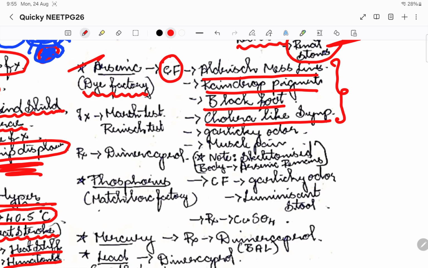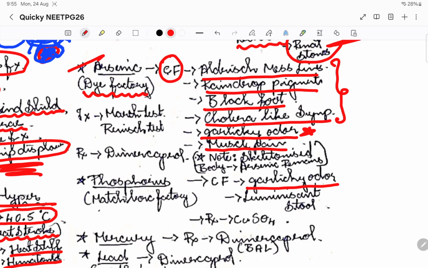They have been asking only arsenic, phosphorus, all these things for many years, so that is why all these clinical features are very important. Please remember the garlicky odor, because even in phosphorus poisoning there is garlicky odor. I'll tell you the difference later. Then there will be muscle pain also. So remember Aldrich Mees line, raindrop pigmentation, black foot, and cholera like symptoms. Garlic odor is very important.